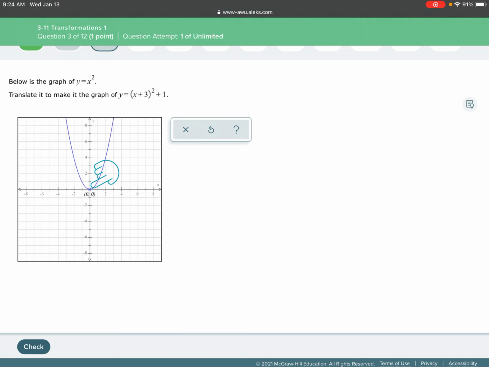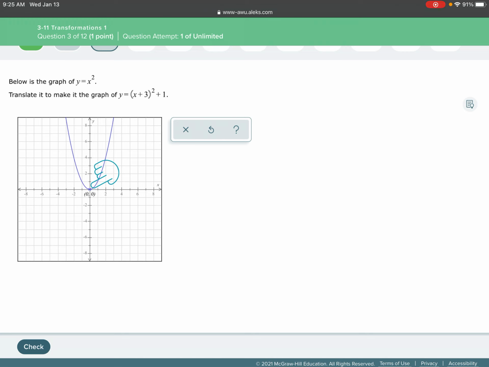Okay, so this one has a couple transformations, right? So there's an inside transformation, which means we're moving left and right. And then there's an outside transformation, the plus 1. So then let's do this one at a time. So inside we have x plus 3.